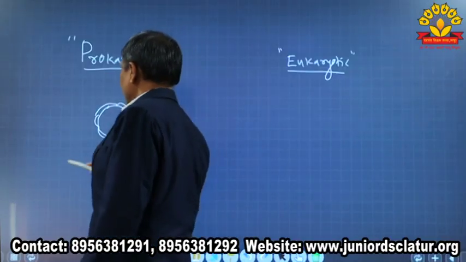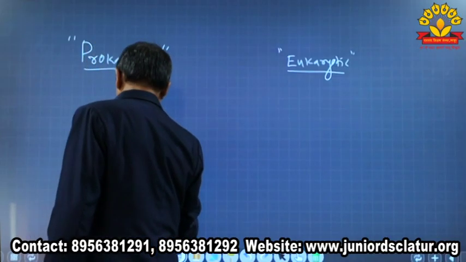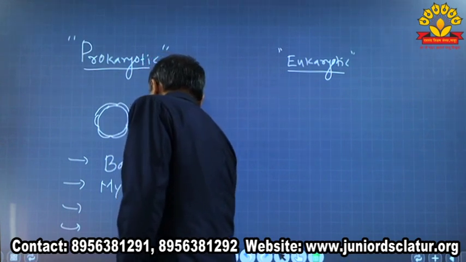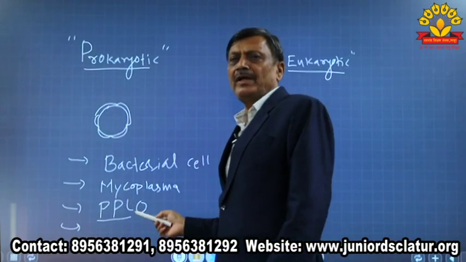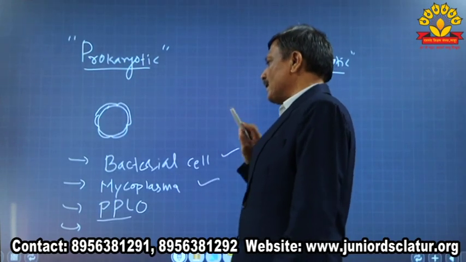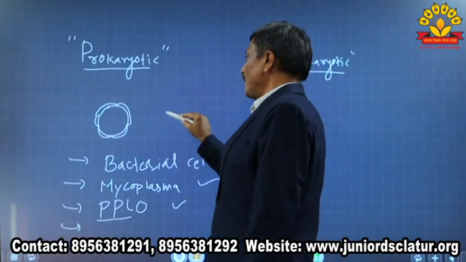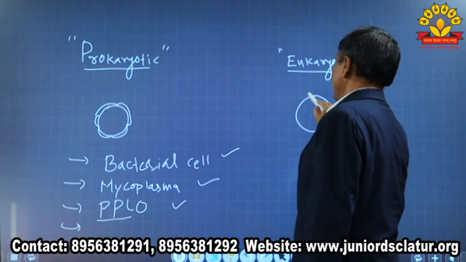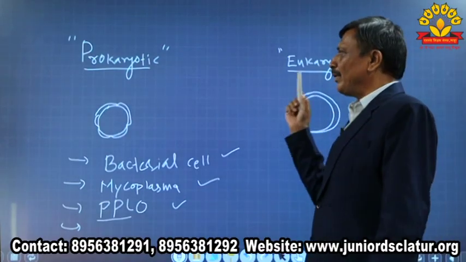You know very well what are the examples of prokaryotic cell. Prokaryotic cells are bacterial cell, mycoplasma cell, PPLO cell. What is the long form of PPLO? Pleuropneumonia like organisms, having prokaryotic cells. Bacteria also have prokaryotic cells. Mycoplasma also has prokaryotic cells, and PPLO also has prokaryotic cells. It means in these cells the nuclear membrane is absent, while in the eukaryotic cell the nuclear membrane is present. Nucleus is covered by nuclear membrane. This is the main difference between the prokaryotic cell and eukaryotic cell.